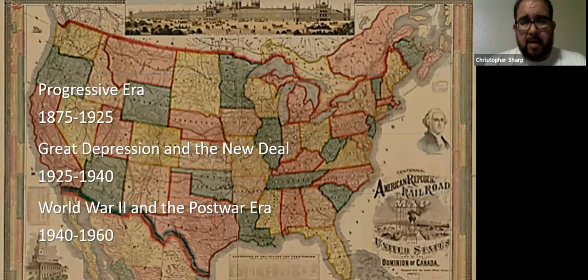And so this is a map from 1874, and that's the beginning of the Progressive Era. So you can see that by then, all of the territories of the lower 48 states were established. And that's where we see heavy industrialization. We see a lot of factories and manufacturing, and a lot of immigration as well from Europe specifically. And people were moving into cities, working in factory jobs. There was child labor going on.